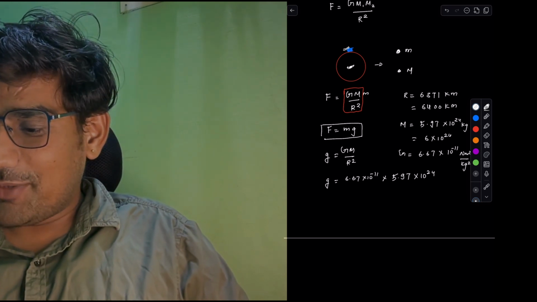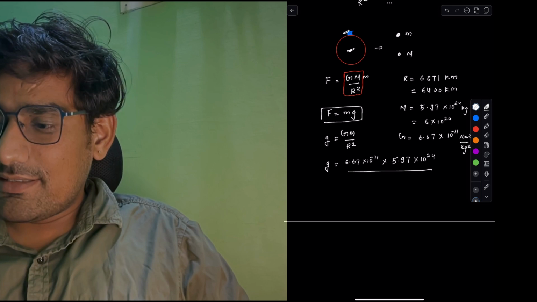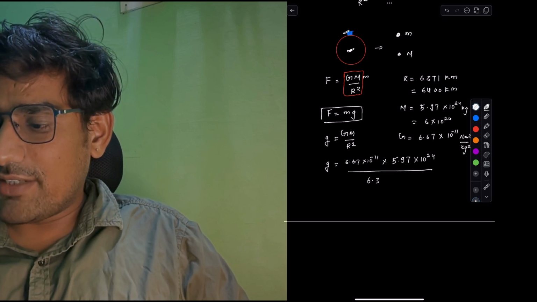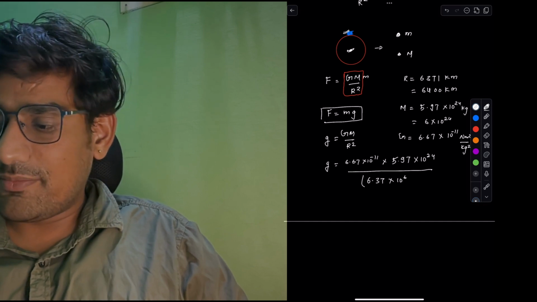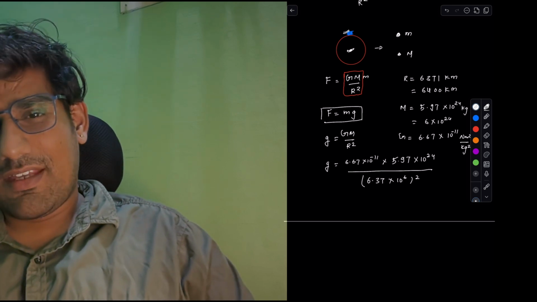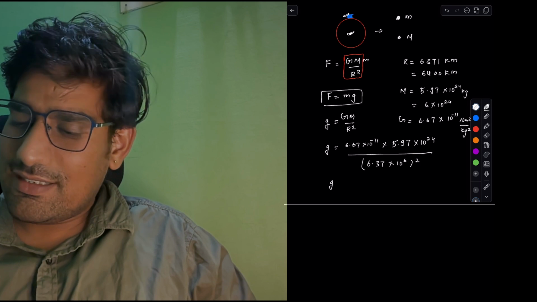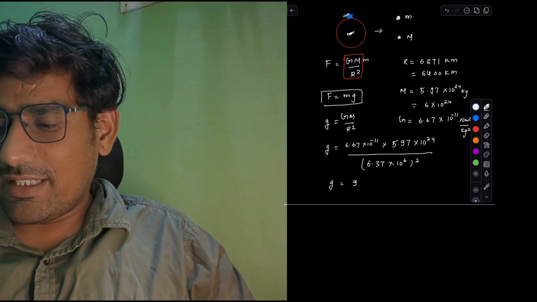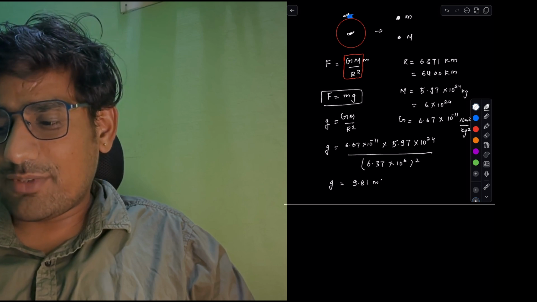And this is divided by r square, that is 6.37 times 10 to the power 6 meters, squared. Now take out your calculator and do the calculation, and I guarantee you will get g as, you may get the decimals a bit different, otherwise 9.81 meters per second square.